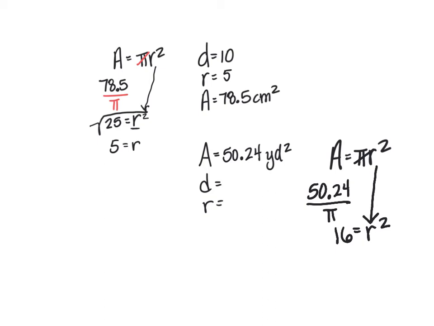4. If you didn't know that, you do 16 and you hit that square root button in your calculator. And when you do that, that tells you that the radius is what? 4. So if the radius is 4, the diameter is 8 yards. Y'all got it? Easy peasy?